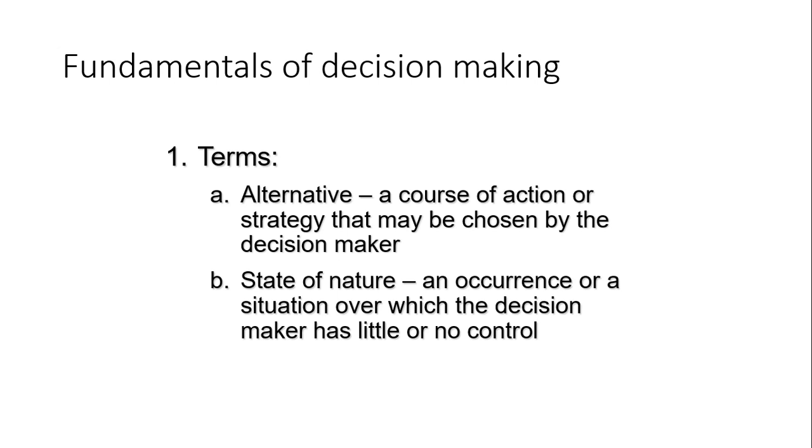There are some terms that are very important for you to understand the decision making course. Alternative is a course of action or a strategy that may be chosen by the decision maker, and you will find that you'll have different alternatives. State of nature is an occurrence or a situation over which the decision maker has little or no control. Again, an occurrence or a situation over which the decision maker has little or no control.